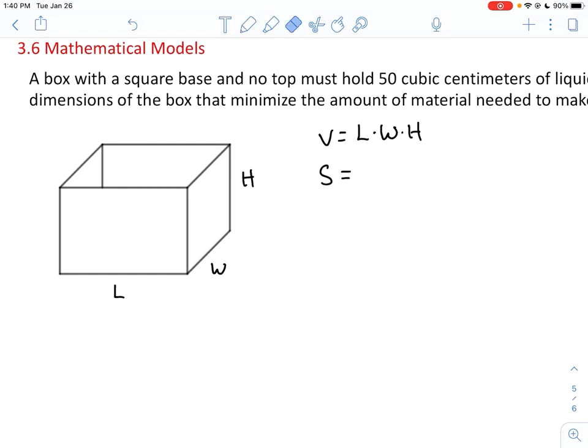So the L and the W are the same. And I'm going to use X instead of these letters here. So if I call this X and X, let's call that little h for the height. And let's rewrite my formula for volume. It's going to be X times X, or X squared times H.